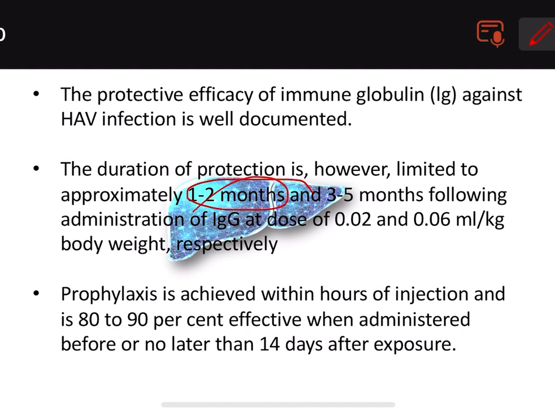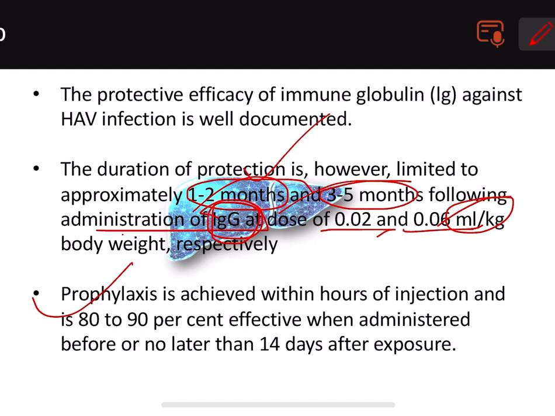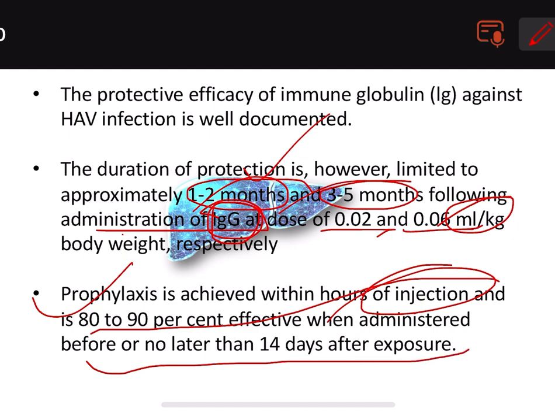So they give us a protection only for a variable period, approximately 1 or 2 months, and it can be 3 to 5 months following the administration of IgG dose of 0.2 and 0.6 ml per kg body weight. Prophylaxis is achieved within hours of injection, and is 80 to 90% effective when it is administered no later than 14 days of exposure.